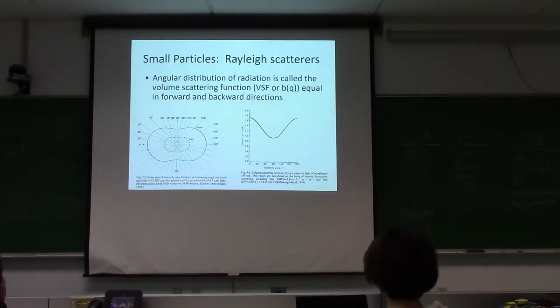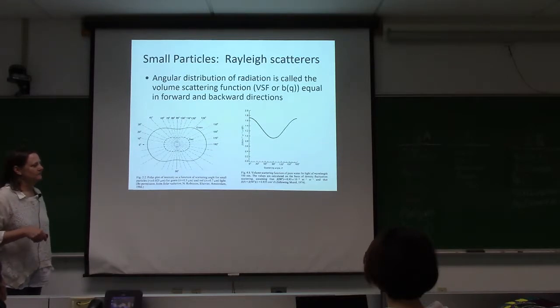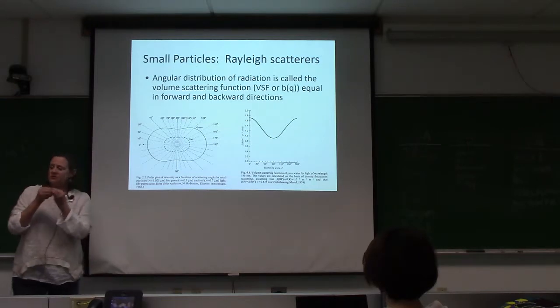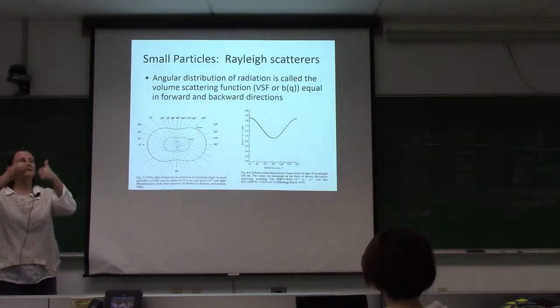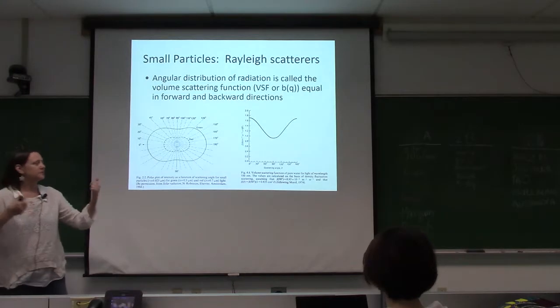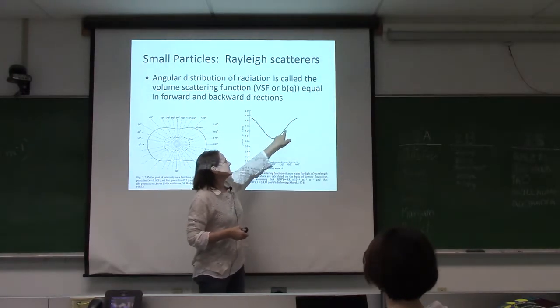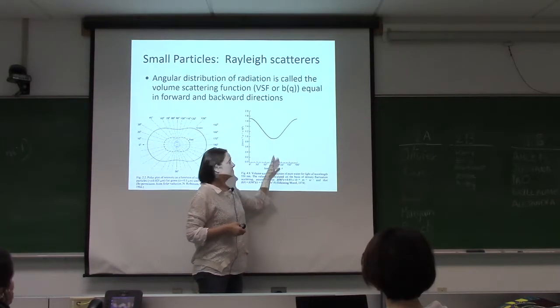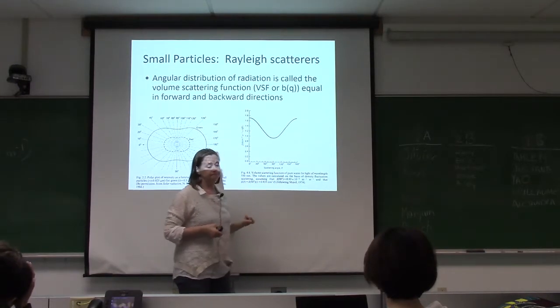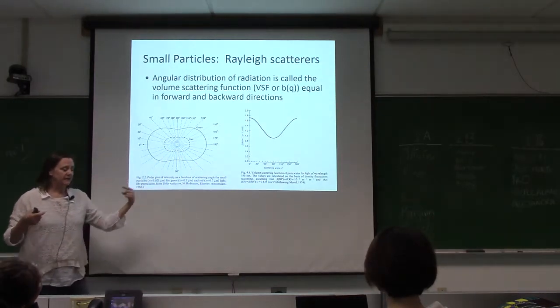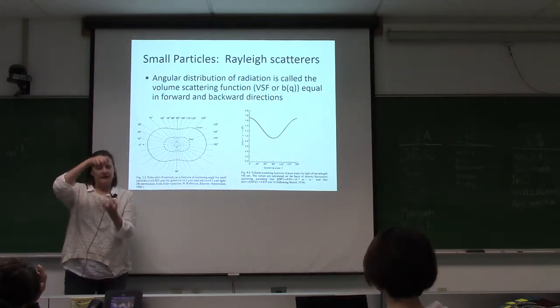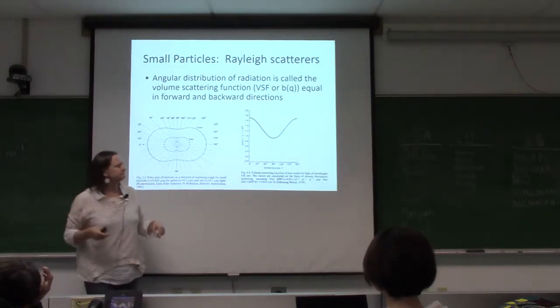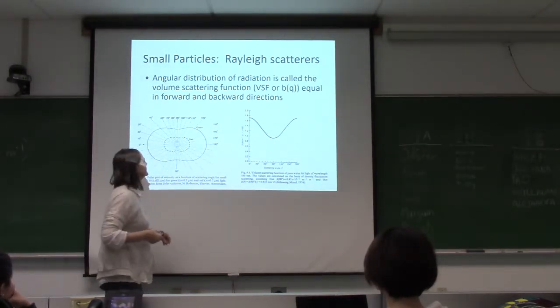Okay, so back to Rayleigh scattering. If we look at the phase function or the volume scattering function for particles that are small relative to the wavelength of light, where there's relatively uniform scattering in both directions, our volume scattering function looks something like this. It's symmetric about 90 degrees, which, remember, when we had the incident radiation on the dipole, the degree of oscillation, right? Where it's oscillating, it's a little less.